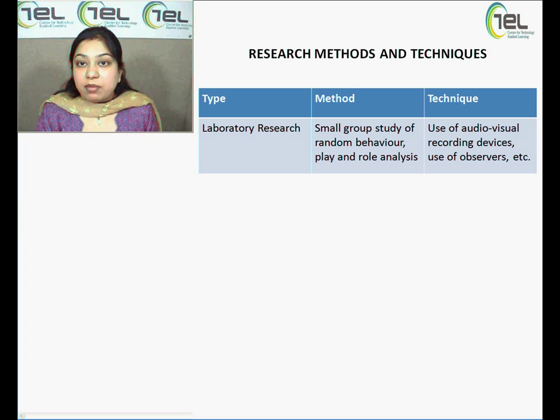The technique which can be followed to analyze these role plays and random behavior is audio-visual recording devices. The use of observers can be an important instrument, helpful in recording all the behavior of your respondents in this method.